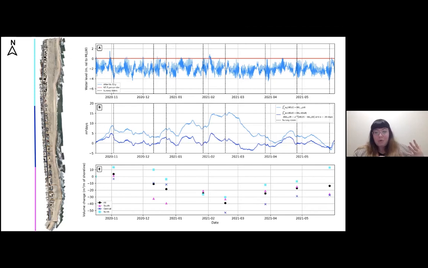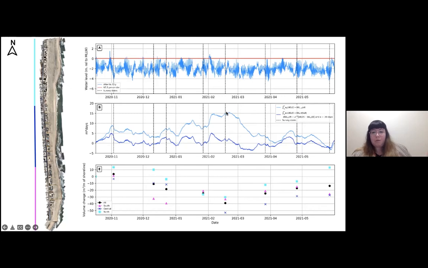So to get into a bit of the results here, when we look back at this middle panel, what we're looking at is that these higher values in the light blue line are indicating a greater impact of storminess on the beach, so these higher elevated water levels. And this overall positive slope is indicating a period of storminess that's occurring.